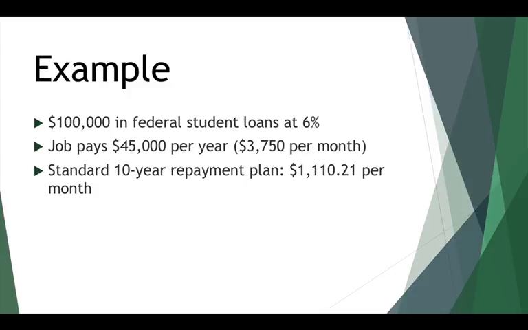Here's an example. Let's say you get out of school and enter repayment with $100,000 in federal student loans at 6% per year. You get a job that pays you $45,000 per year, or $3,750 per month. That works out under the standard 10-year repayment plan. And again, remember, this is the default repayment option once you get done with school. Your monthly payment is going to be $1,110 per month. And that's almost a third of your gross monthly pay of $3,750. So I don't need to tell you that that's a pretty significant burden.